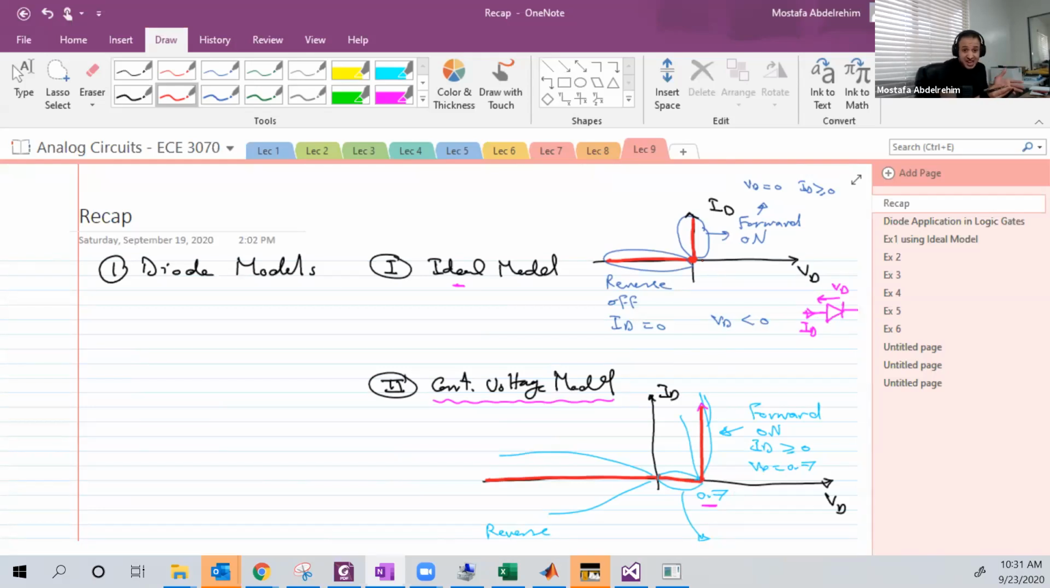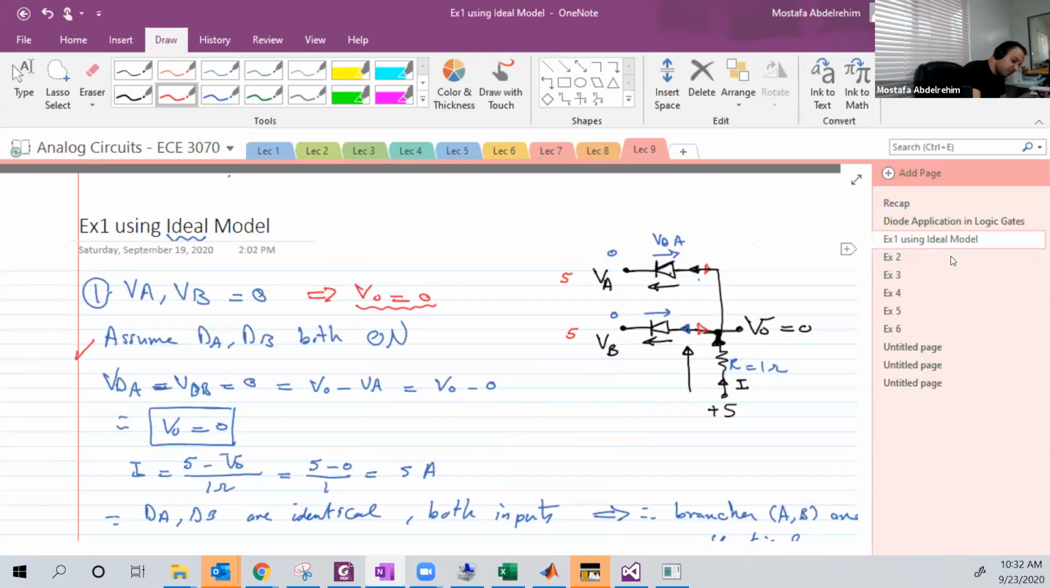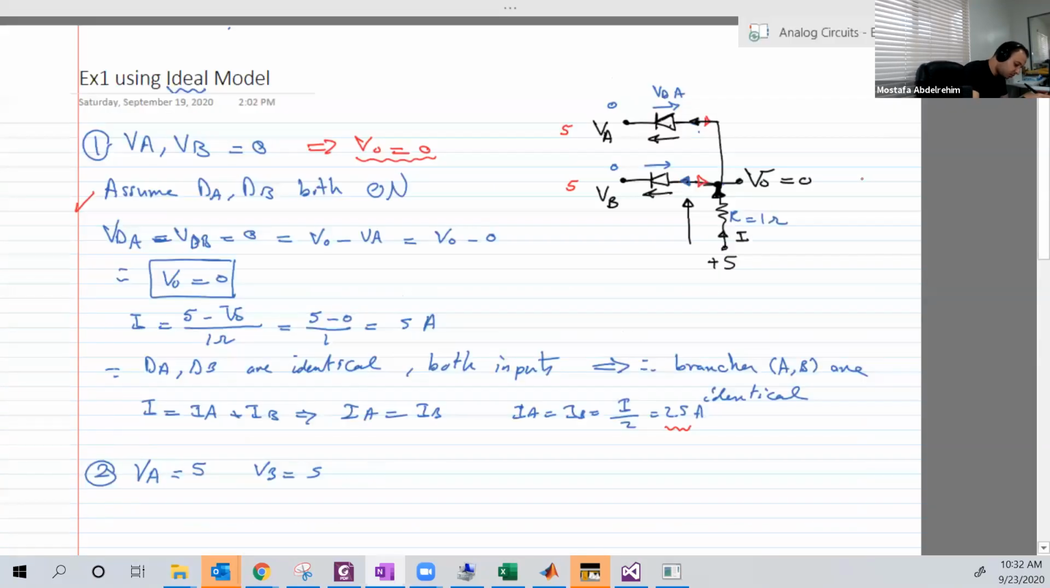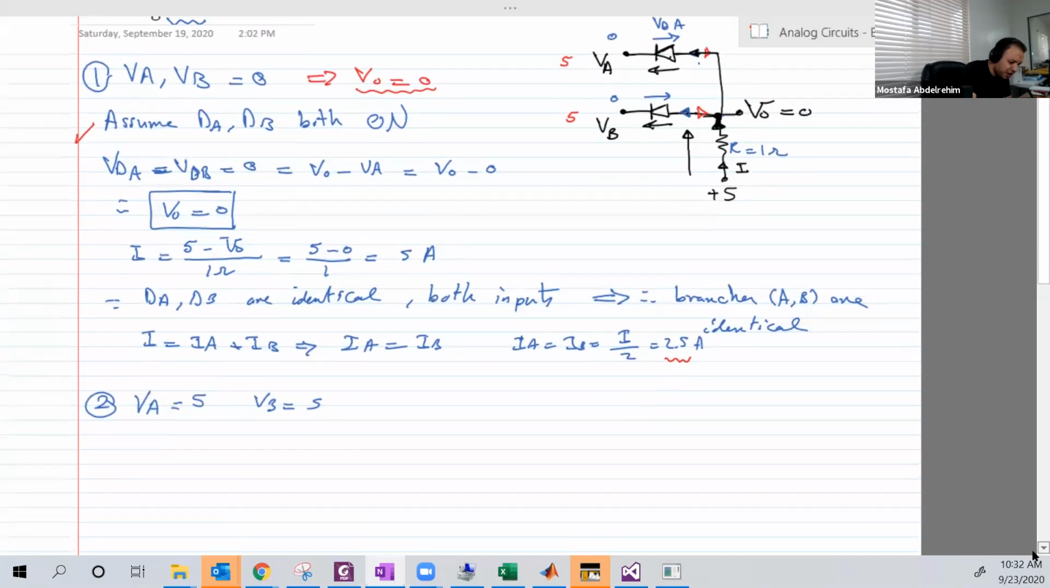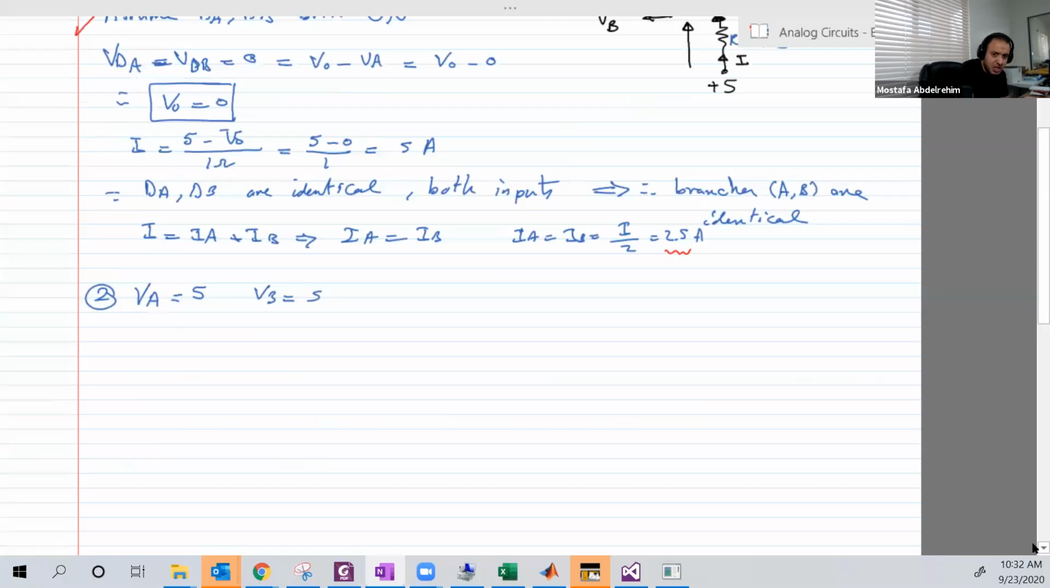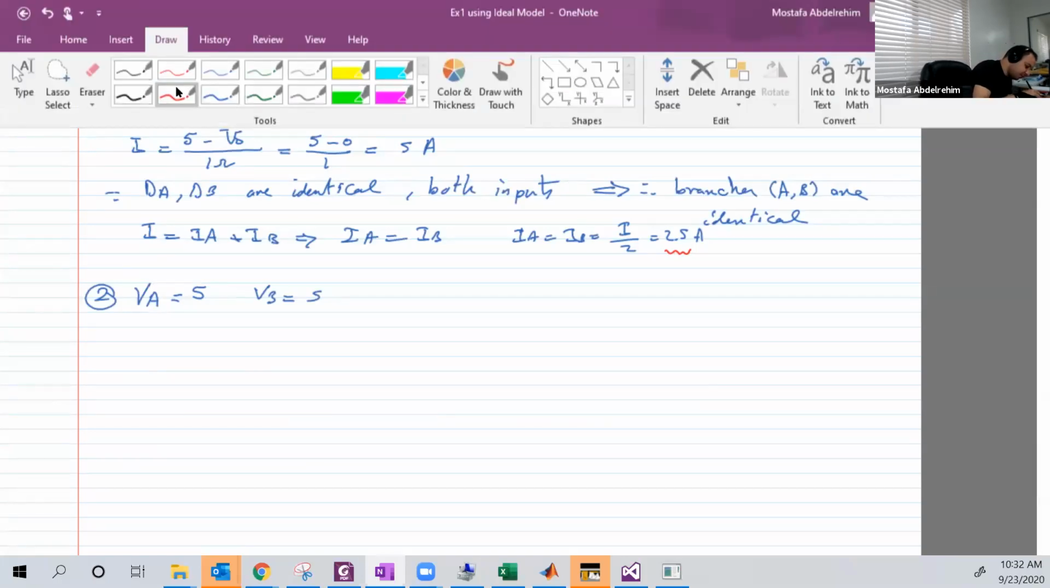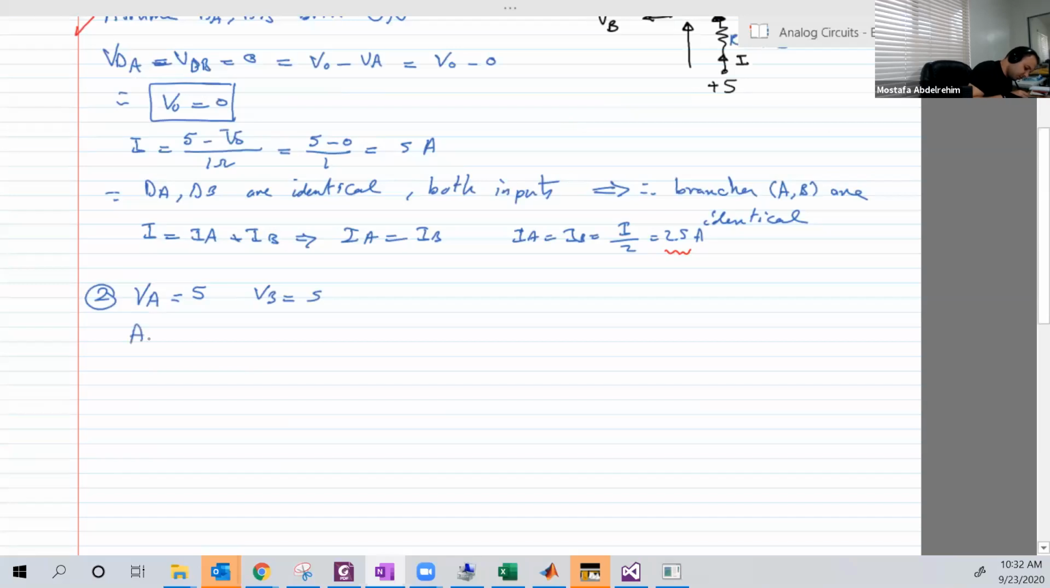But we know the characteristics that VD is 0 and ID is 0 as well. So it's something in between. You can't say to which it belongs. So we are not sure. We're going to assume it's off, and we're going to see. If it's the wrong assumption, we can make another assumption. So assume DA and DB off.